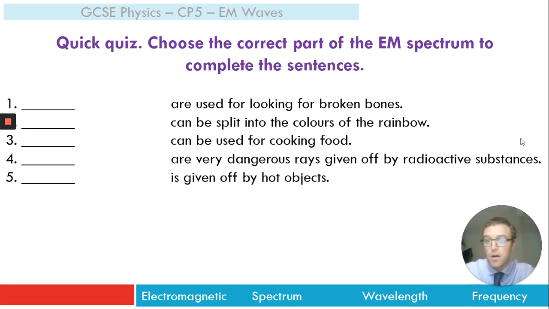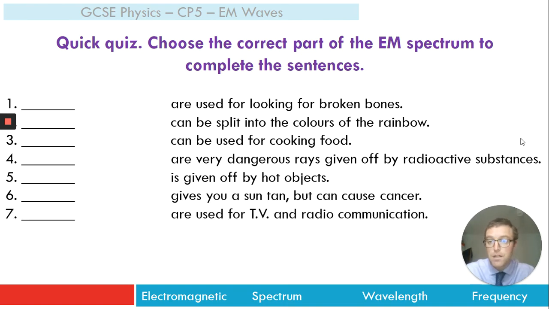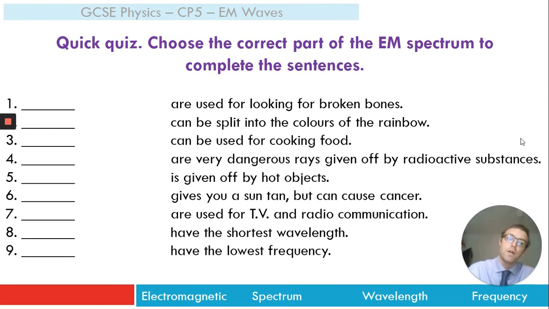Number 5, which part is given off by hot objects? Number 6, which part of the spectrum gives you a suntan but can also cause cancer? Number 7, which part is used for TV and radio communication? And number 8, which has the shortest wavelength? Number 9, which part of the spectrum has the lowest frequency? If you're unsure of these, you can flick back to the diagram you've just copied out. It should help you out. Okay, I'd like you to pause the video and give that a go. Try to answer all of them. Just give them a guess, even if you don't know for certain. Okay, you can pause the video now.